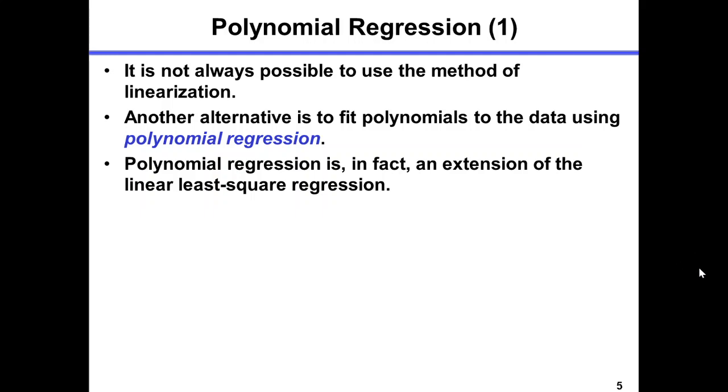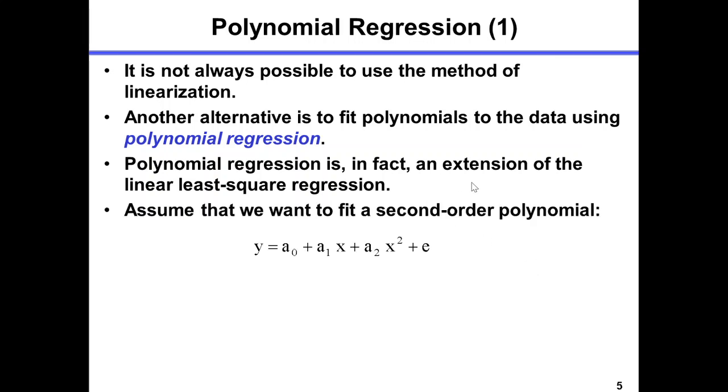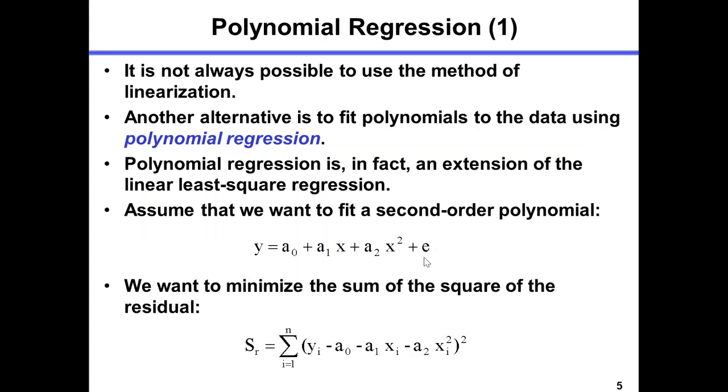As you can see here, polynomial regression is an extension of linear least squares regression. The only thing is that the matrix we want to write down, for example the matrix A, is going to be different. So let's assume that we want to fit our data to a second order polynomial. When we say second order, it's going to be a0 plus a1 x plus a2 x squared, plus the residual, or error.